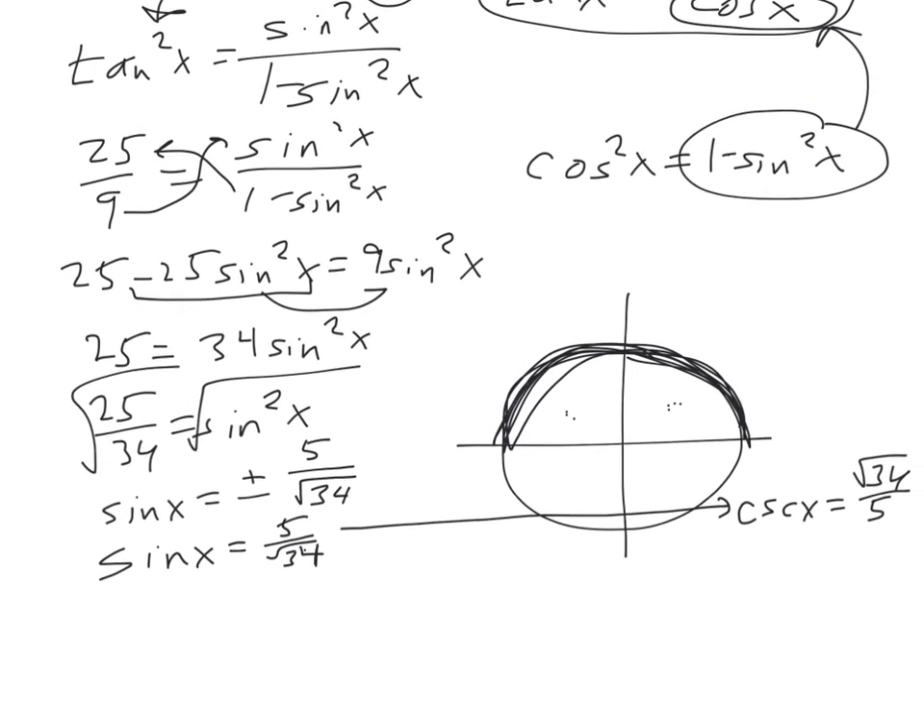Remember, it is still necessary that we write something like, because we're in the first and second quadrants, our sine or our cosecant value needs to be positive.